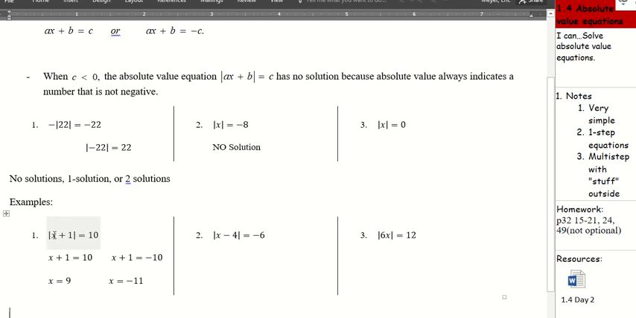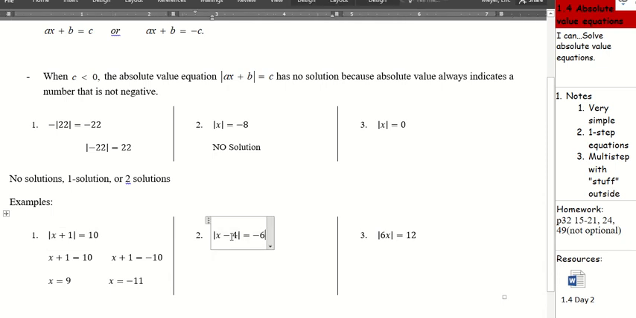If I plug 9 in here, 9 plus 1 is 10. If I plug in negative 11, negative 11 plus 1 is negative 10. The absolute value of negative 10 is 10. They need to work.